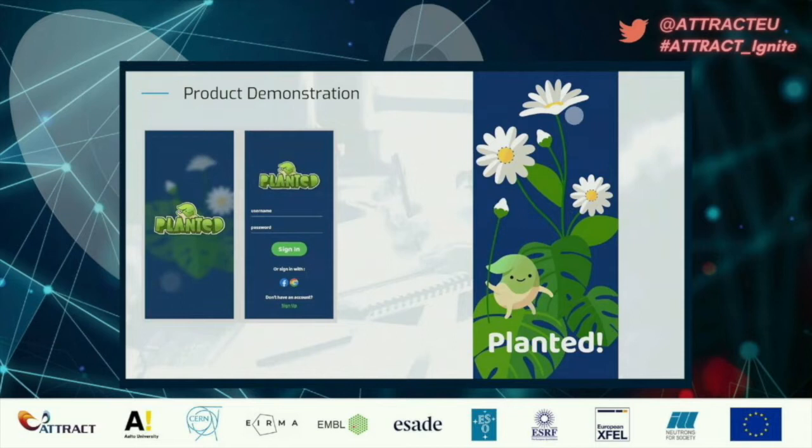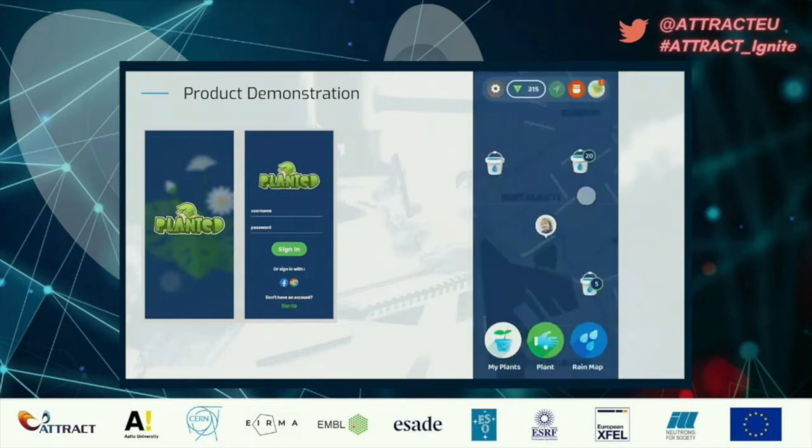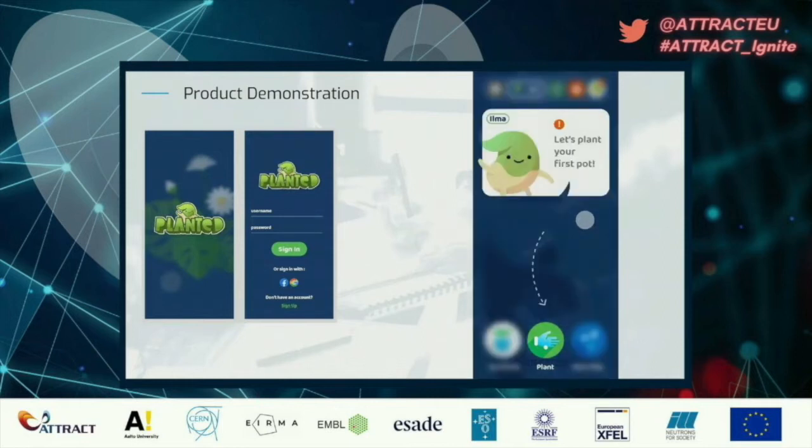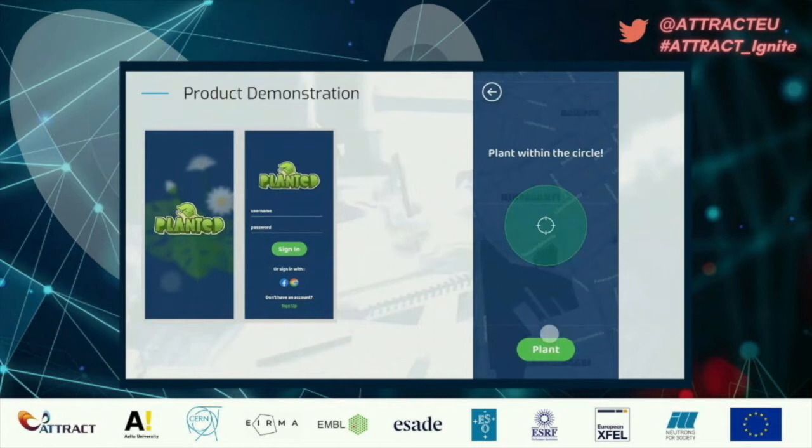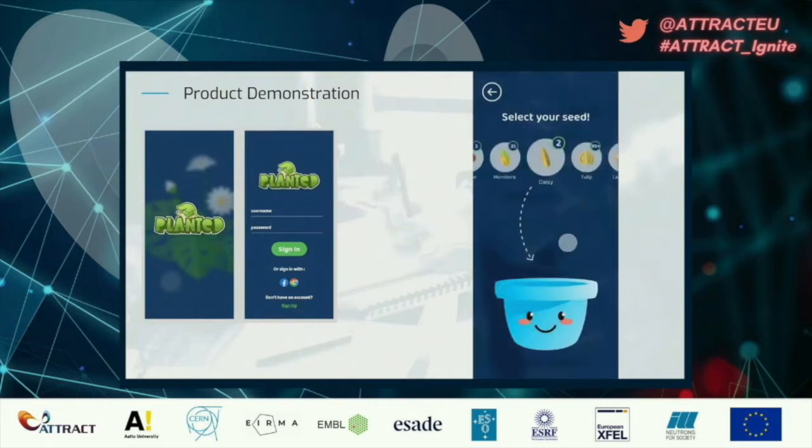Planted is a game that can be best described as a mix of Pokemon Go and Farmville. You start off with a geolocation-based service where you can see where you're located and start by planting your first pot. You have to be within the environment where you would like to plant.